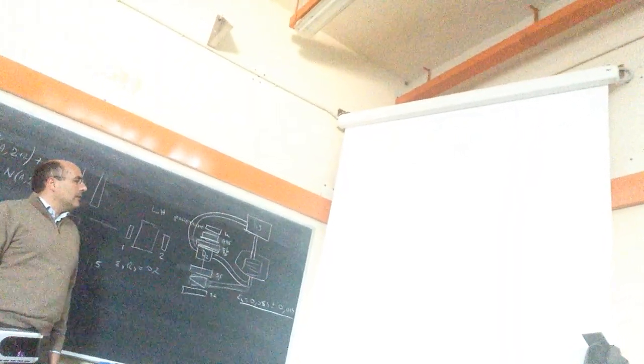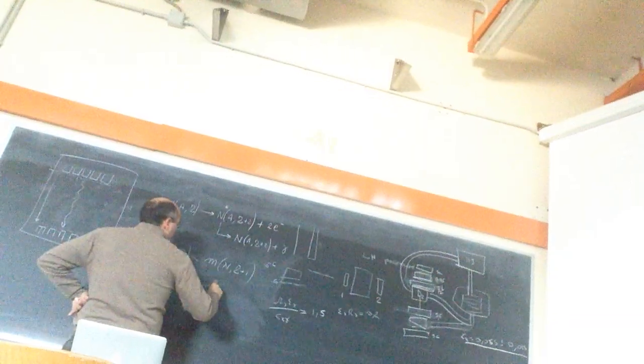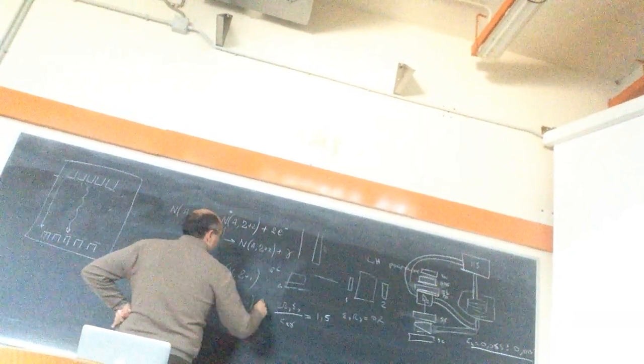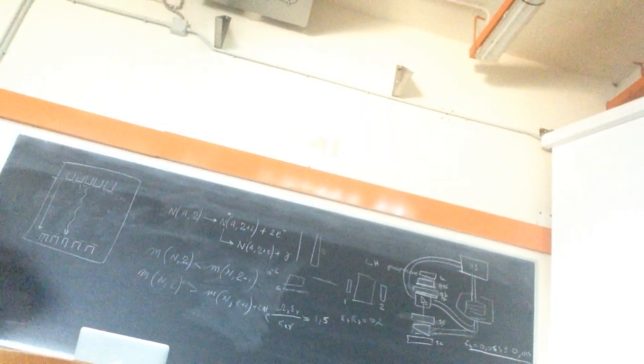So it's either forbidden. One possibility is that the mass of (N,Z) is smaller than the mass of (N,Z+1), so it is energetically not possible to go beta, but (N,Z) is more massive than (N,Z+2) plus 2 electron masses. Okay? This is your ideal candidate.